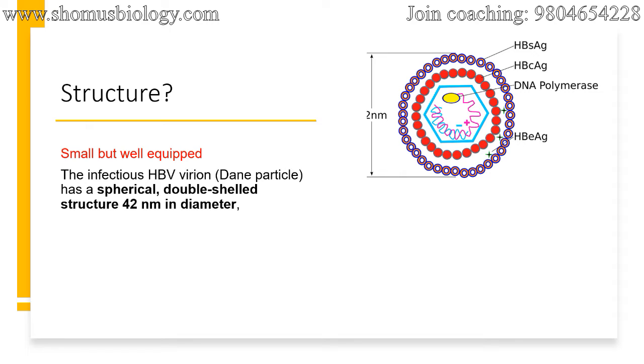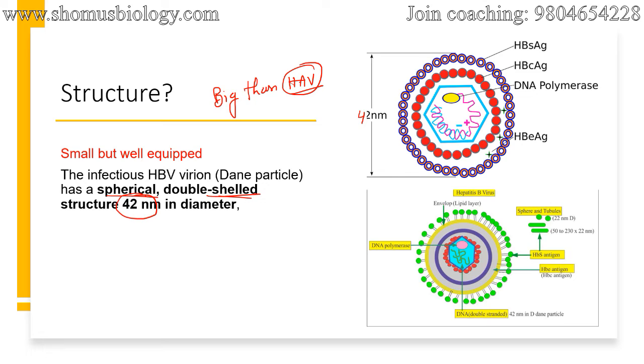It's a spherical virus, first of all, a double-shelled structure of 42 nanometers in diameter. So it's a little bigger than hepatitis A virus. Okay, a little bigger than hepatitis A, 42 nanometers in diameter, and it's spherical. Okay, it's not icosahedral, it's spherical, and it has a double shell. You can see the double shell. This is the red colored shell, and there is another shell outside.